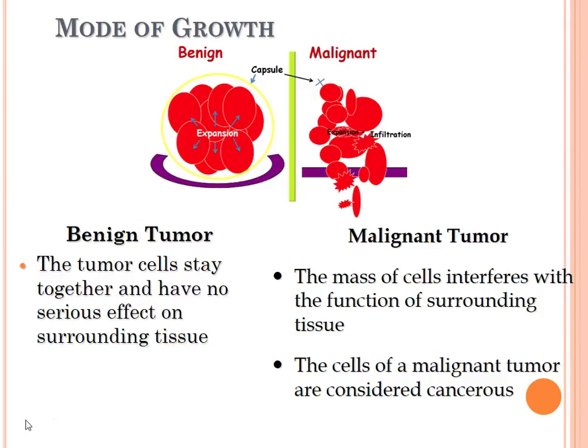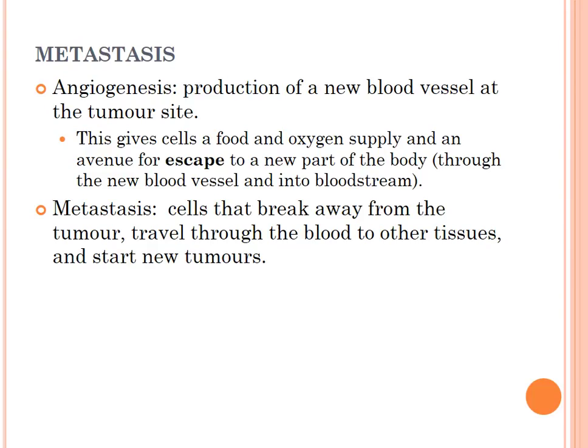Malignant tumors, on the other hand, are masses of cells that are growing and they're interfering with the surrounding tissue. The other cells and tissues can't do their job properly because these tumor cells are getting in the way. So malignant tumors are considered cancerous. Malignant tumors are the ones that can undergo metastasis, or spreading around the body.